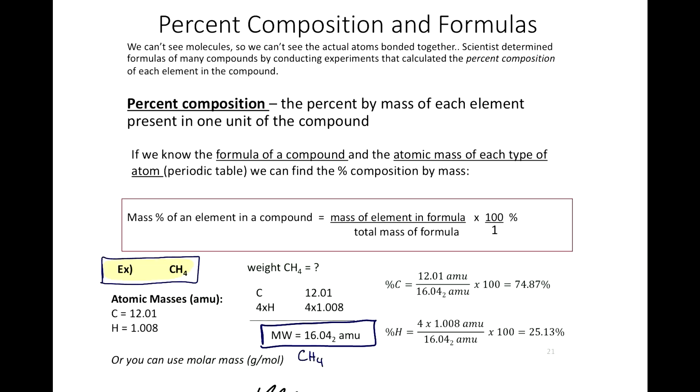So we can calculate how much of that sample is carbon, how much of that sample is hydrogen by just massing up each of those elements individually.